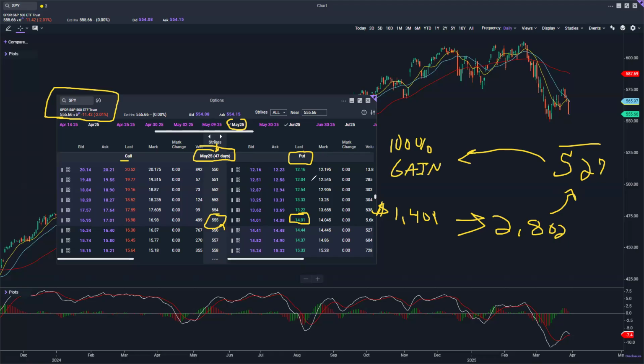Now let's look at a different strategy, a vertical put spread, and see what that makes. So right here, if you just pick up that SPY put, it's going to cost you $1,401 for a single contract, and you need a large drop down to 527 for that 100% gain. Remember those numbers: 527, 100% gain with that SPY put, and it's going to cost you $1,400. Now let's look at that vertical put spread.